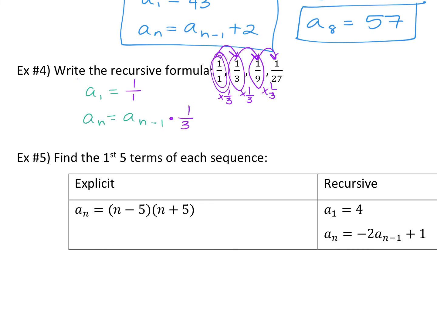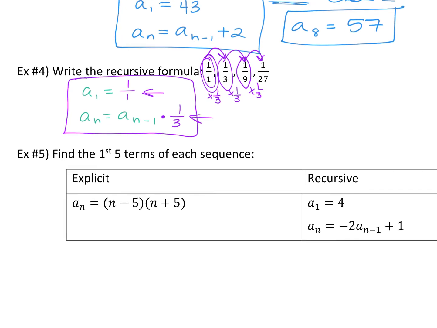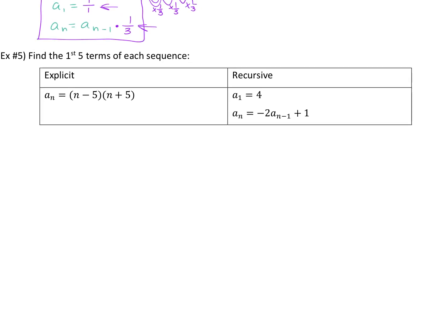So write the recursive formula. That's your recursive formula. The blue-green color will never change. It will always look exactly like that. You just need to plug in those two pieces. So recursives are usually pretty simple to come up with. They're just really annoying to use long-term on big numbers, which is why we love explicit, because explicit will find big numbers for you quite easily.